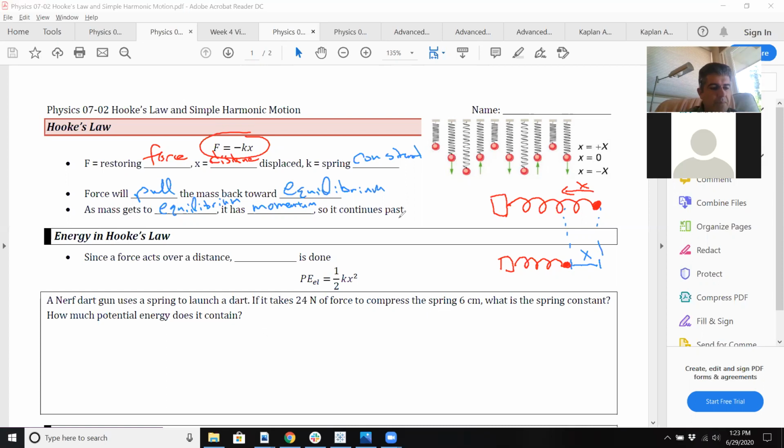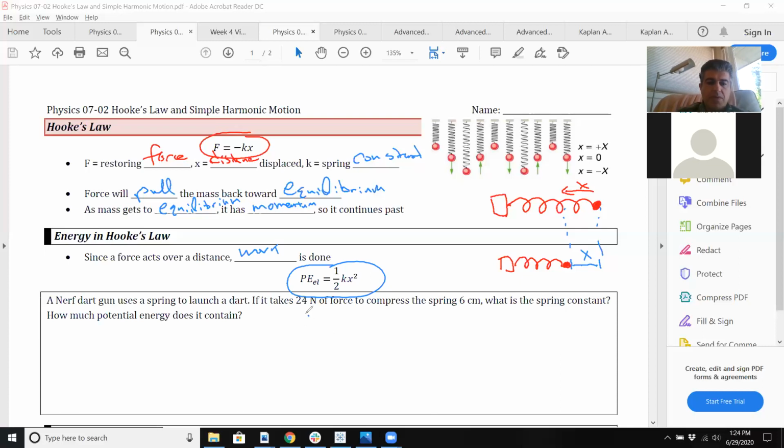Let's talk about energy. The force acts over a distance, so work is done. Here's the formula for the potential energy of a spring: 1/2 kx squared, because there's that potential for a spring to do work. Again, k is a constant and x is the distance the spring travels. Say you have a Nerf dart gun that uses a spring to launch a dart. If it takes 24 newtons of force to compress it 6 centimeters, what is the spring constant?